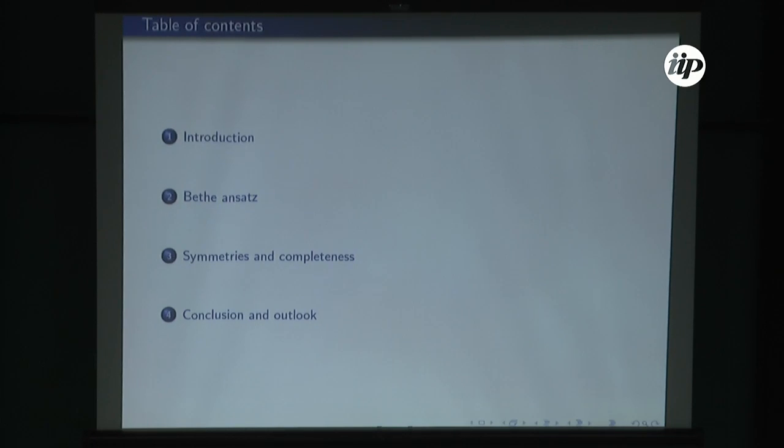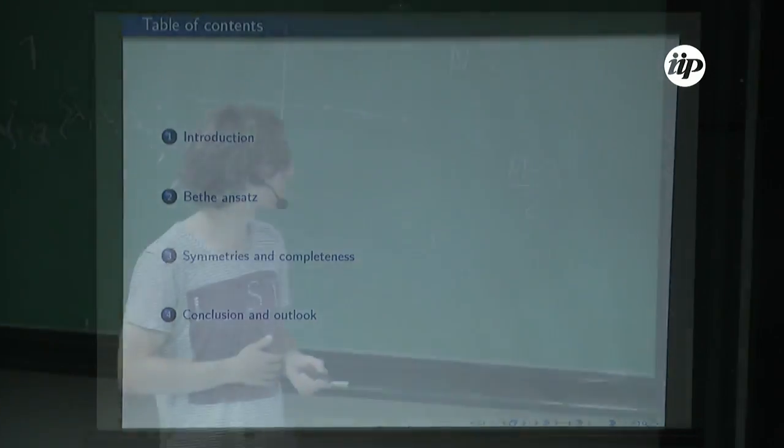And after that, I'm going to talk about the symmetries of the model. So, as we discovered, this model has high degeneracy at every energy level. So, we wanted to find the reason for this high degeneracy. So, this is the main question I will talk about. And another thing is the completeness of these Bethe solutions, which was already addressed in the previous talk. And then I will conclude.